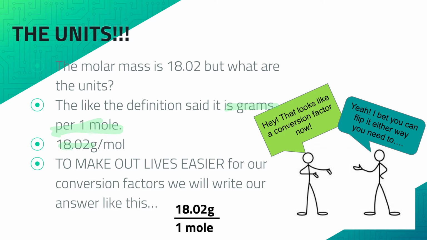So we write it as 18.02 grams per, and we're going to put a 1 there, per 1 mole. To make our lives easier for our conversion factors, we write the answer like this: 18.02 grams per 1 mole. You'll never write it as 1 gram per 18.02 moles. It's always per 1 mole when we're calculating molar mass. Write that down, ingrain it in your brain, that it's your mass in grams divided by 1 mole. We want to know what 1 mole of any substance weighs.